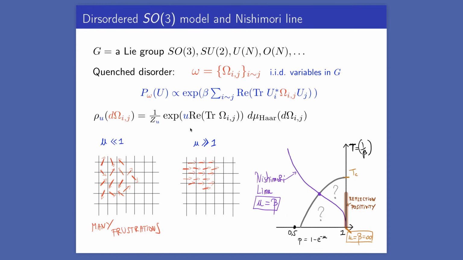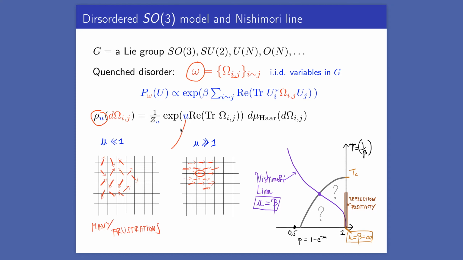Okay, so the last one I want to define is going to be exactly the same as for the XY model, but for the Lie group case. So now, again, I will have an IID disorder which will live on the edges, but the disorder will live in the Lie group G. I will still denote by little omega the whole quenched disorder. And on each edge ij, I sample a Lie group valued matrix omega_ij according to a rho_u law, which is a little bit like before. It's not the exponential u cosine of the angle. There is no cosine anymore. It's a more general Lie group. But I again take exponential u real part of the trace of this matrix here.